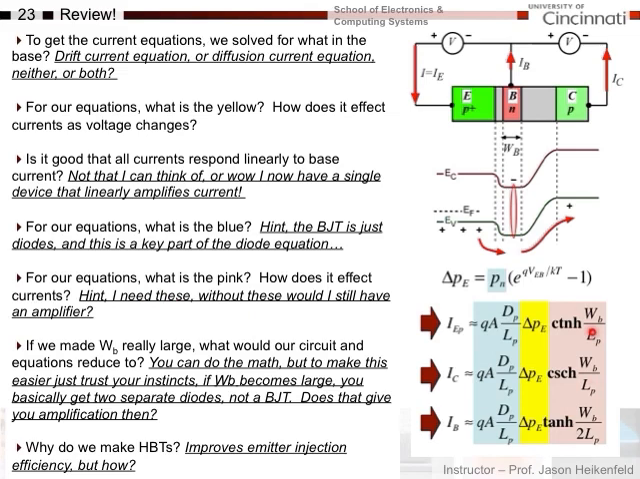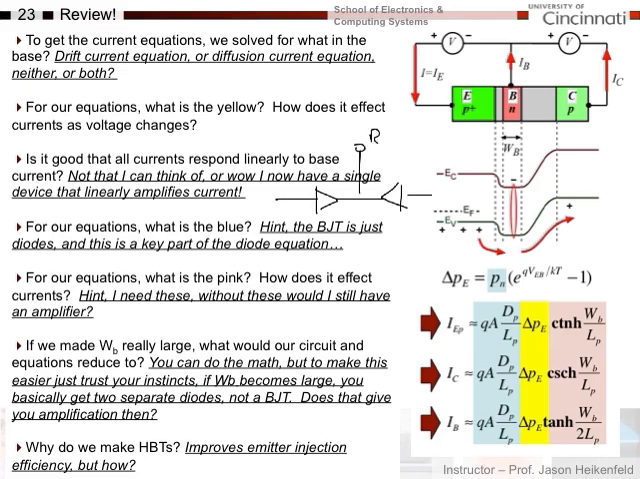Last question. If we made WB really large, what would our circuit equations reduce to? If I made WB really large, what do you think is going to happen to these? You could either do the math, but to make this easier, just trust your instincts. If WB becomes really large, you basically get two separate diodes. Let me draw that real quick. If I make WB really large, you basically get something that looks like this.